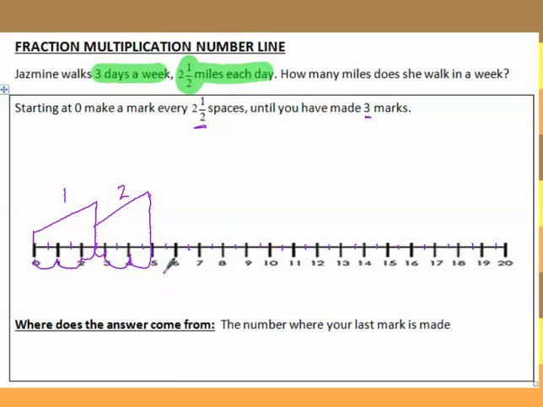And then I need to do it one more time. So I'm at a whole, so I'm going to count my wholes first. 1, 2.5. And that puts me at my third spot. So right here is my answer. And my answer is going to be 7 1/2.